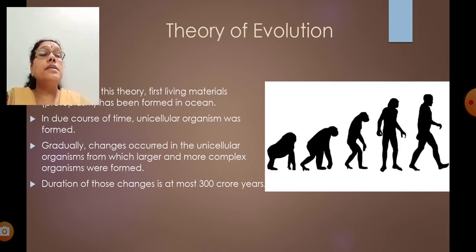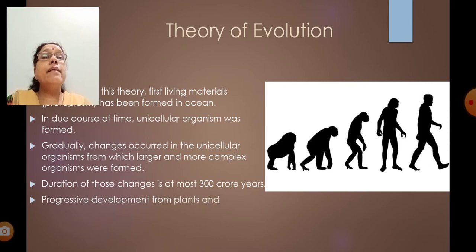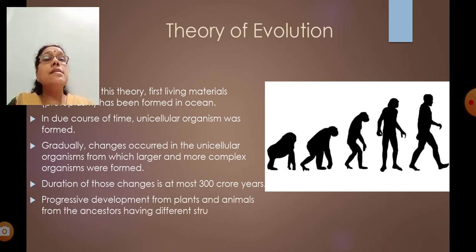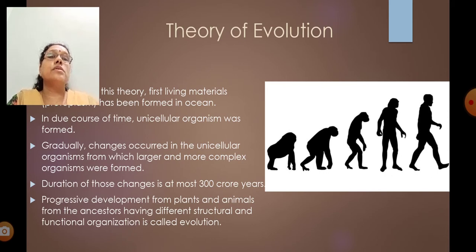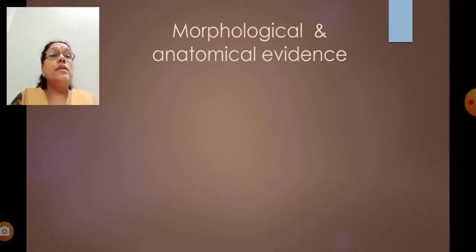See the time, 300 crore years. Progressive development of plants and animals from ancestors having different structural and functional organization is called evolution. That is another definition of evolution: a progressive development of plants and animals from ancestors having different structural and functional organization. That's the meaning of evolution.